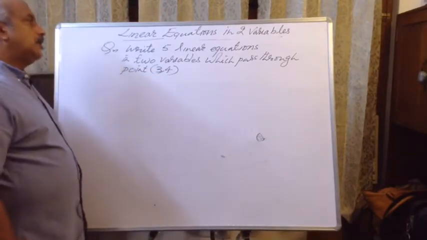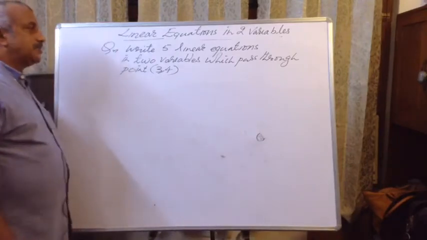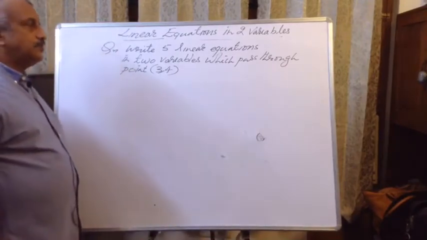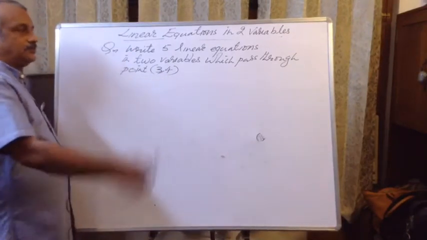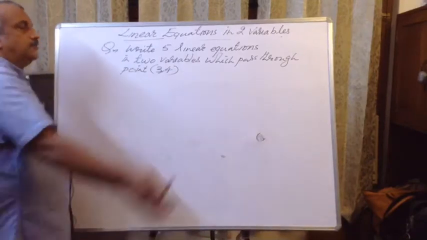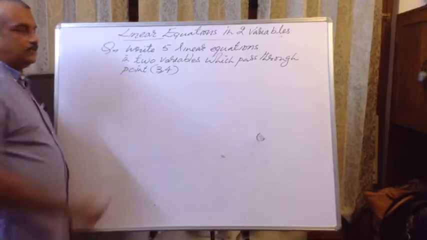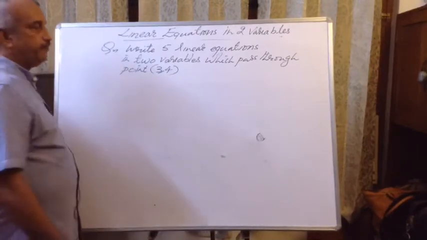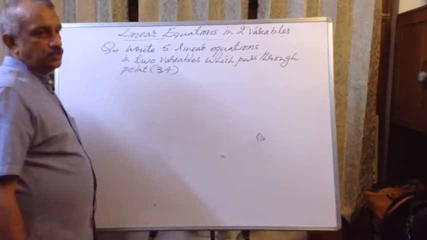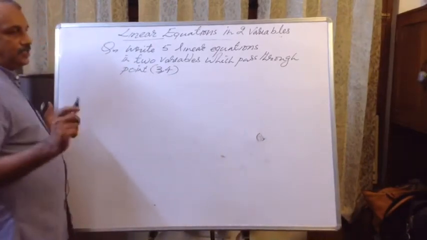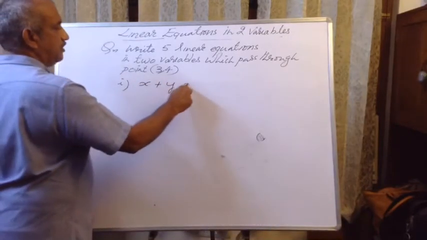Or write 5 linear equations in 2 variables whose graph passes through the point 3, 4. So all are the same only. I wrote like this. Now we have to write, the condition is it passes through 3, 4. That means 3, 4 is a solution. So x is equal to 3, y is equal to 4 is a solution of the equation. That is the condition. So first one I am writing x plus y is equal to 7.